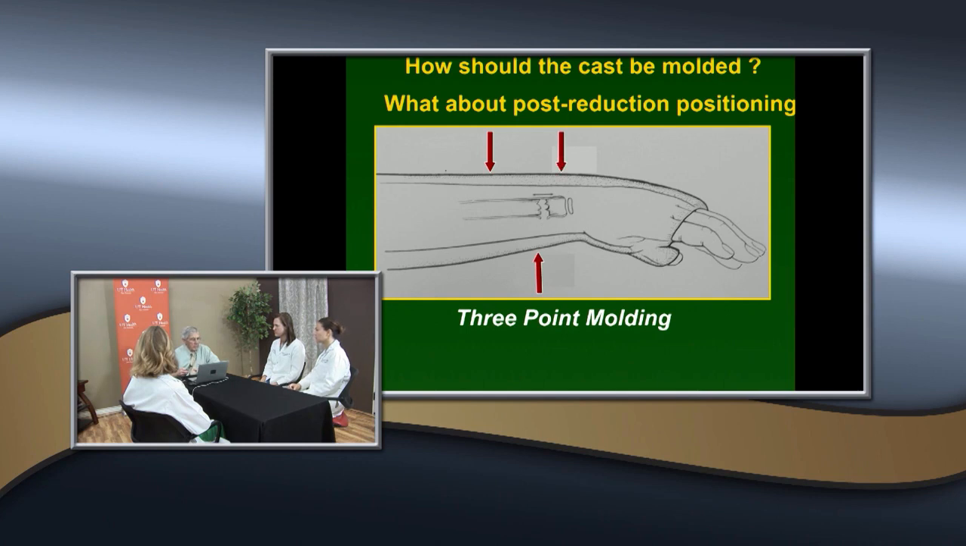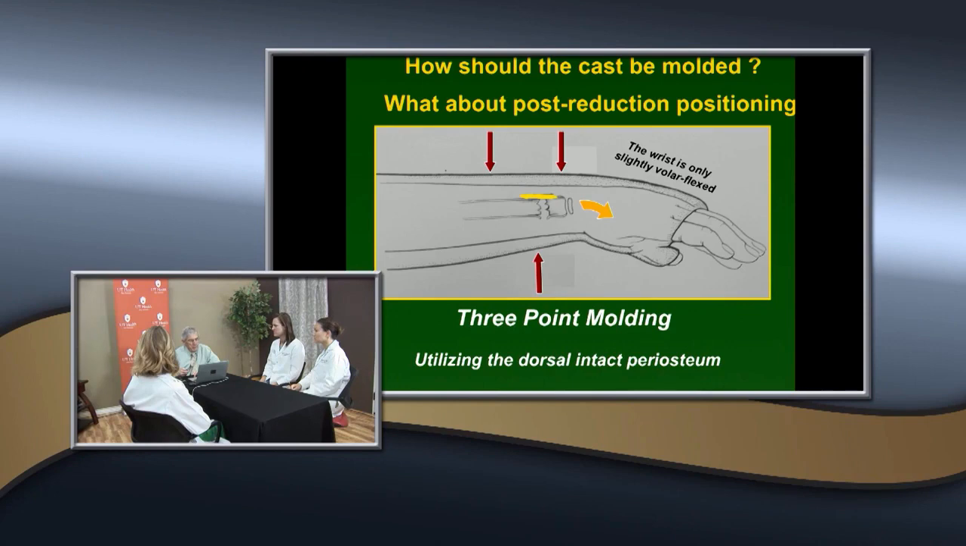That's right. Why do you mold it dorsally like this? What are you using to help? The intact periosteum. That's exactly right. You utilize the dorsal intact periosteum. And you flex it a little bit. Why do you do that?